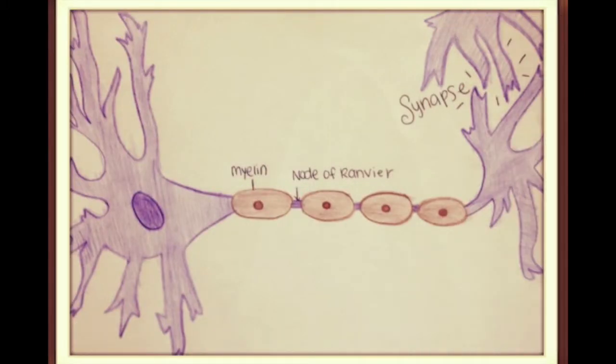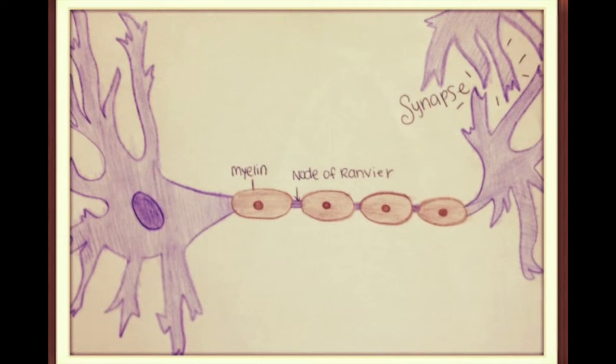Neuroglia cells play an important role in action potential. Neuroglia cells are cells that support and protect neurons. Oligodendrocytes are a type of neuroglia found in the central nervous system that wrap around neurons to create an insulating barrier called a myelin sheath.